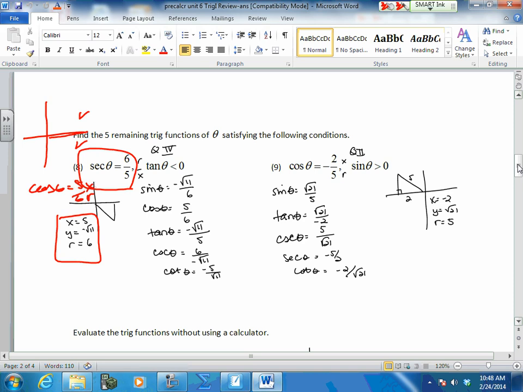Cosine, where is cosine negative? Where is my x negative? Here and here. Out of both of these, where is my sine? Sine is my y. Y is positive up here. I'm looking at this guy. If you try to remember cosine, sine, x, y, it's going to help you see where x is positive, where y is positive, where x is negative. The only one that you have trouble with is the tangent. But remember, tangent is positive here and across it's positive. Negative here and across it's negative. So that's an easy way to remember tangent.